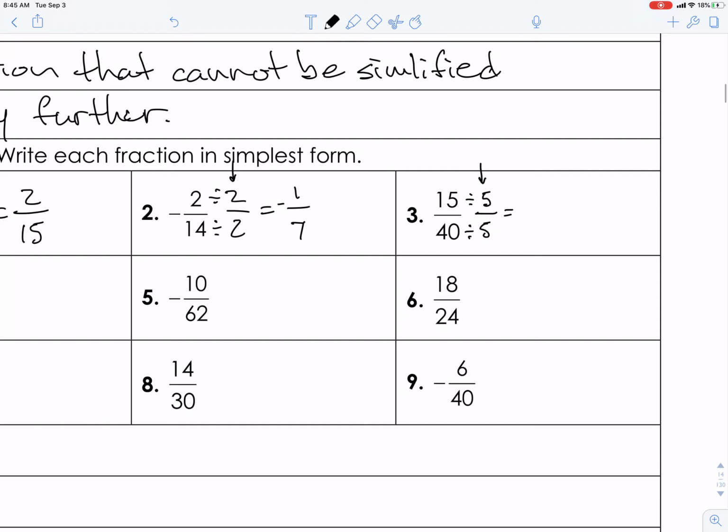So let's keep going with this. 15 divided by 5 is 3. 40 divided by 5 is 8. And then I double check it. Is there any number that goes into 3 and 8, the same multiple? The only numbers I can multiply to get 3 are 1 and 3. There's no 3 in 8. And I don't care about the 1 because 1 won't reduce. So that is my final answer, 3 over 8.